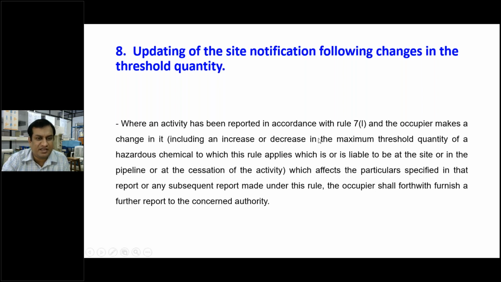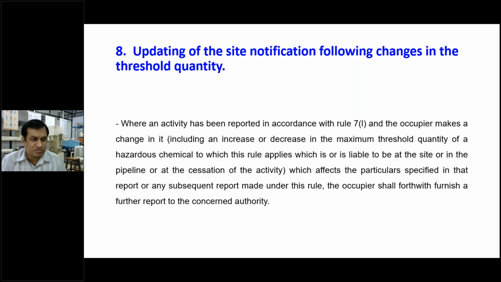So where an activity has been reported in accordance with Rule 7 and the occupier makes a change in it which affects the particulars specified in the report or any subsequent report made under these rules, the occupier shall forthwith furnish a further report to the concerned authority. That is the case. Why is it required?